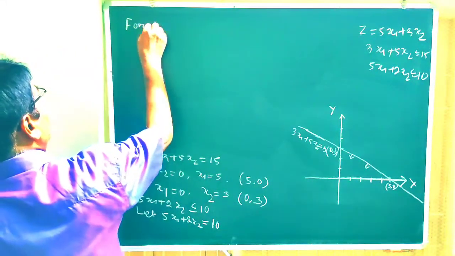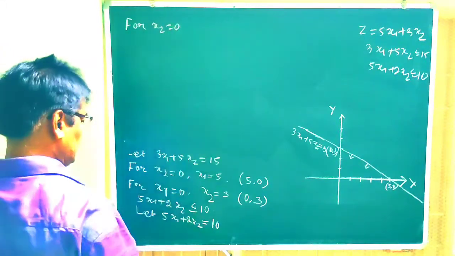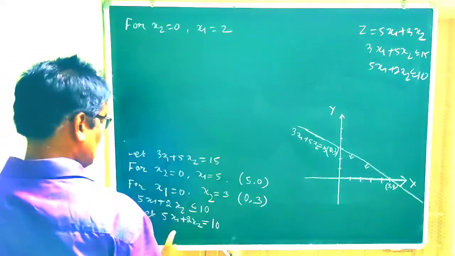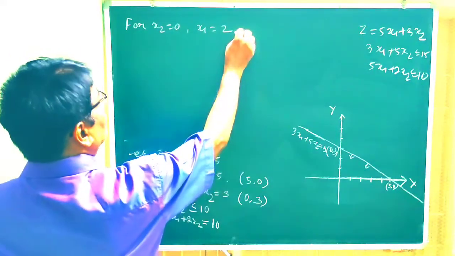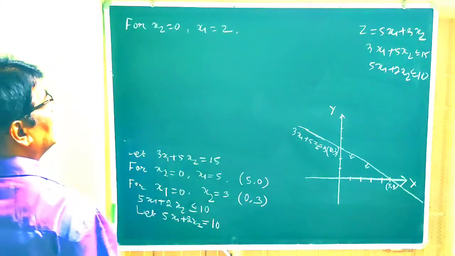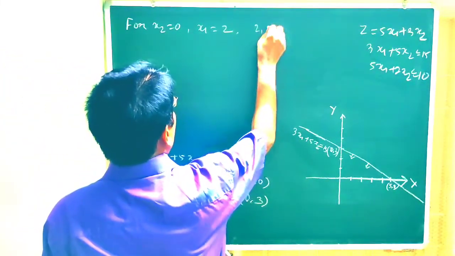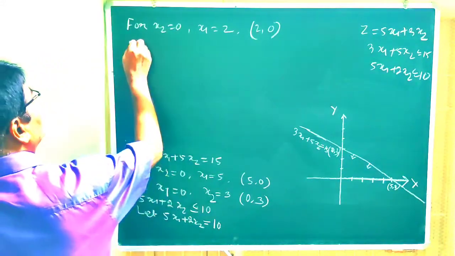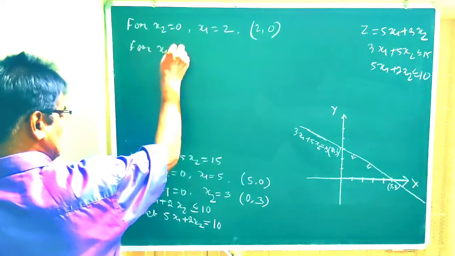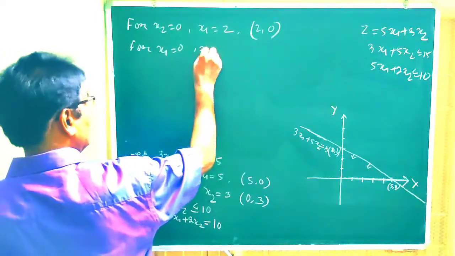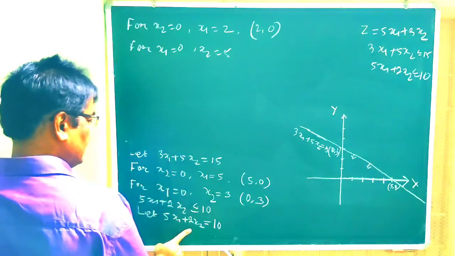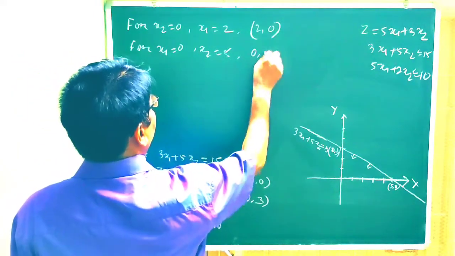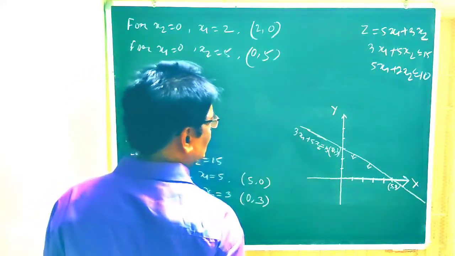For x2 is equal to 0, we get x1 is equal to 2. The point will be on the x-axis and it will be 2, 0. Now for x1 is equal to 0, x2 will be 5. The point will be on the y-axis and it is 0, 5.